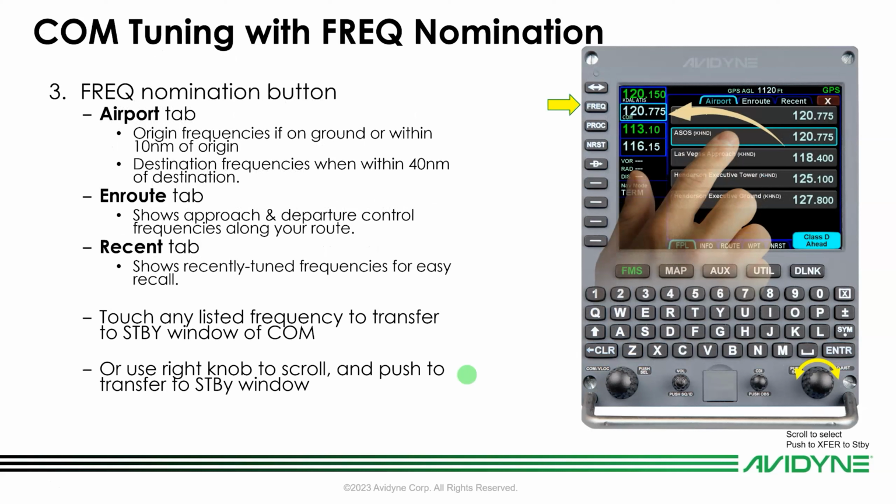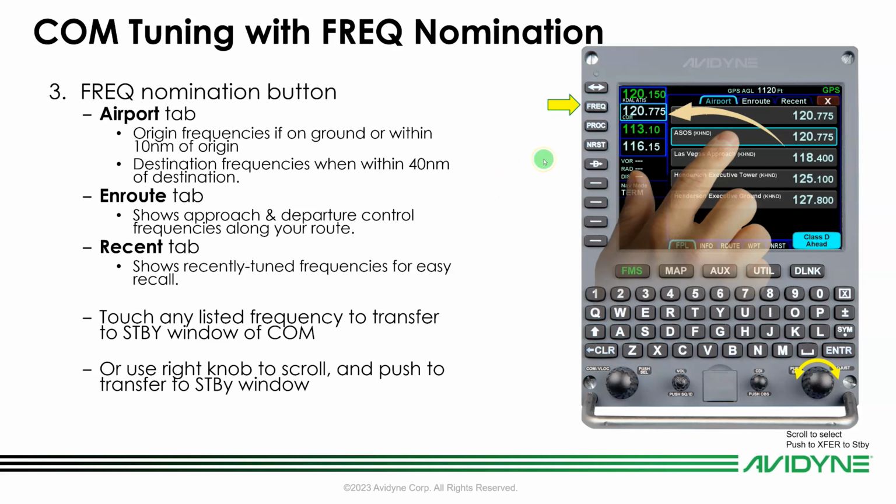You can also use the frequency nomination capability of the Atlas. By using the frequency line select key here, it will bring up a frequency nomination page, and it's context sensitive based on your location. There are 3 separate tabs, and if you cycle through the frequency button, it'll cycle between each tab, or you can touch any of the tabs. Then you can either use the knob to scroll down through the list, highlight a frequency and push the knob to transfer it, or just reach up and touch any frequency and double click it, and it will move over into the standby window.